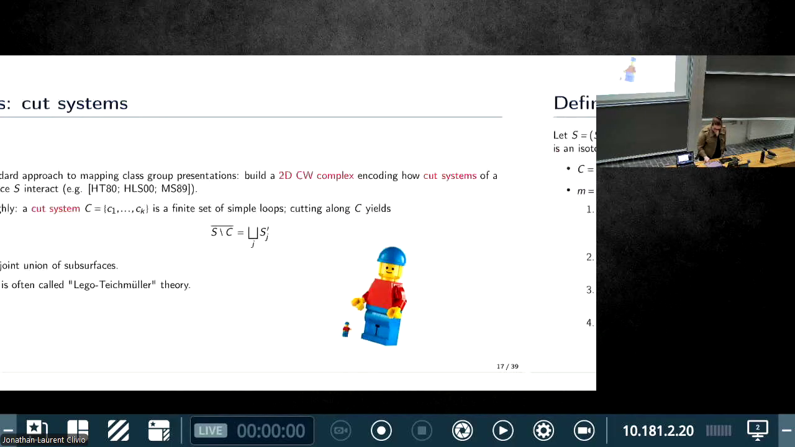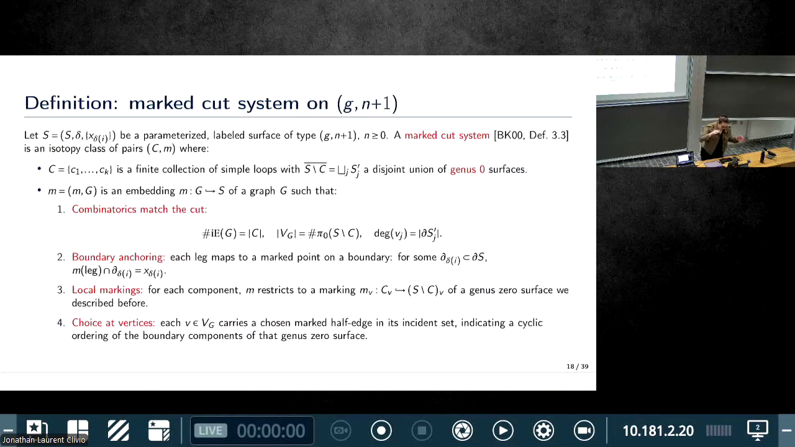Is this looking at what happens when you cut these things apart? So, I'm going to have a particular type of system, which I'm going to call a marked cut system. And that's because this is what it's called in a source paper that's as close to what we wanted as we could get.